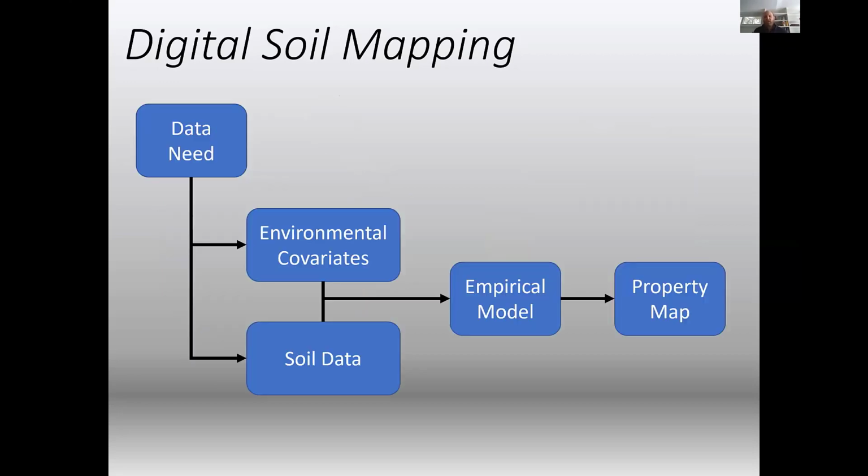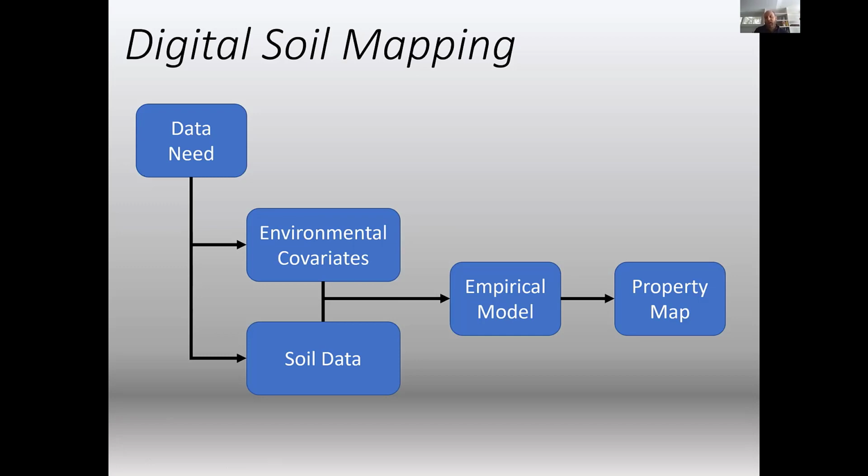So to break that down another way, we could first start any digital soil mapping process by identifying our data need. What sort of information do our end users need? And then we collect two pieces of data again: some soil observations, which are usually point data, measurements of soils, and some environmental data that defines or characterizes the environment we're interested in. And then using some sort of empirical model, we can get to a property map.